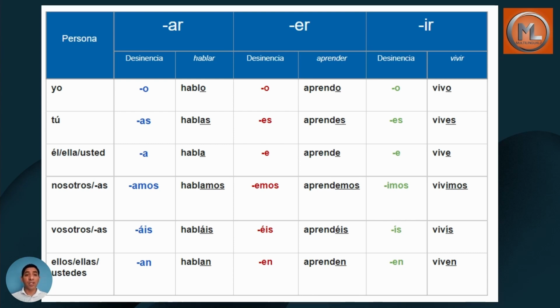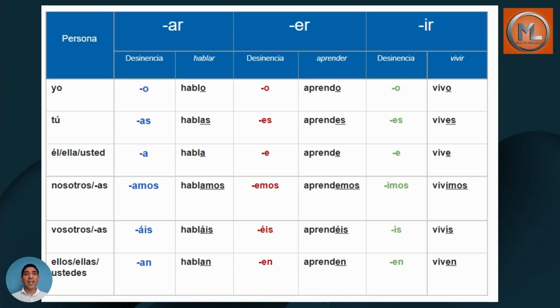You take the stem, which is HABL, and you change the endings. Hablo. For tú, it would be hablas. So the ending is AS. For él, ella, and usted, the ending is only A. So él habla, ella habla, usted habla.